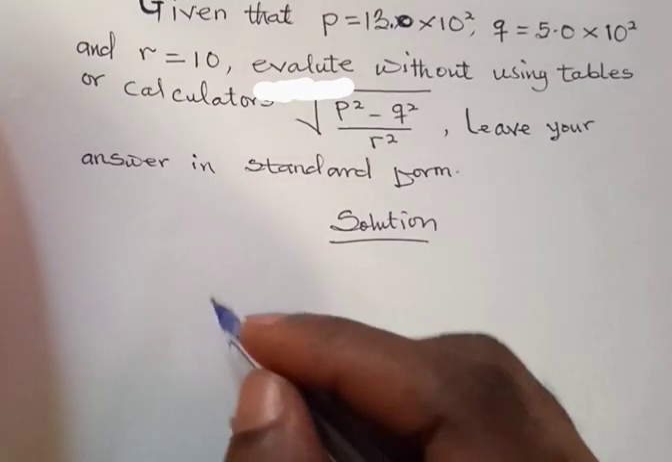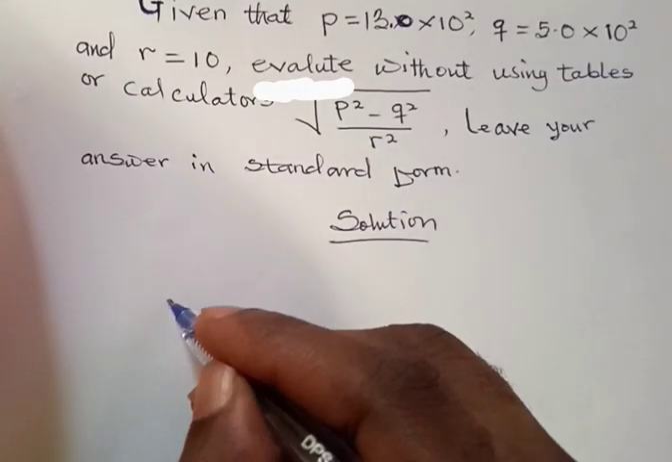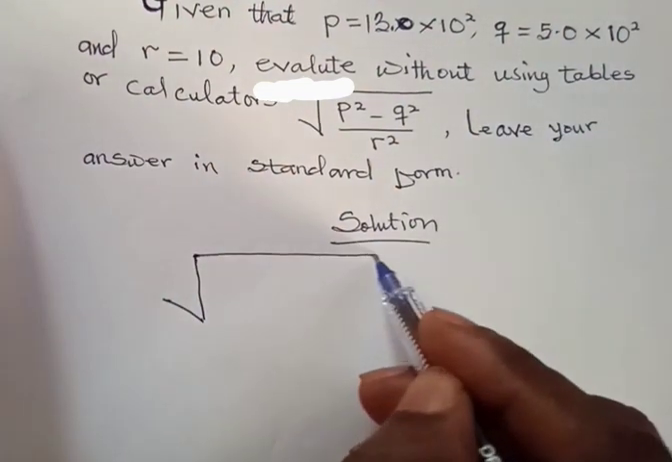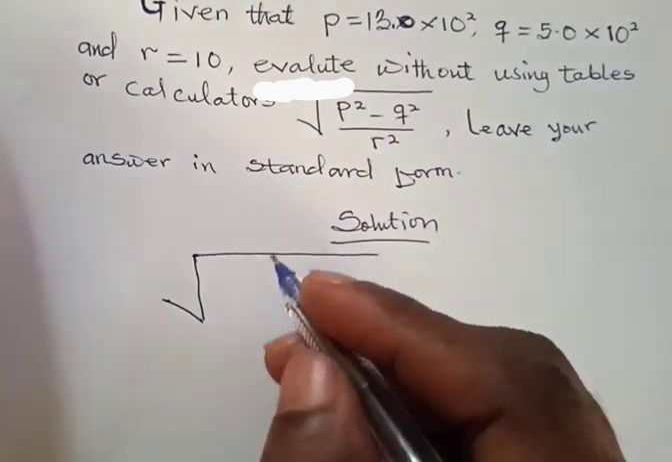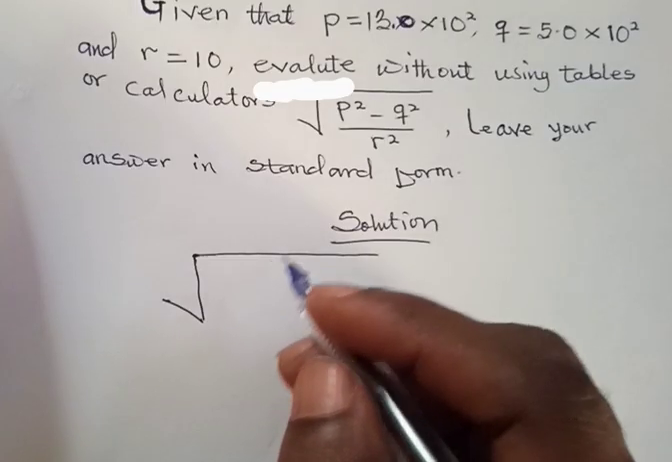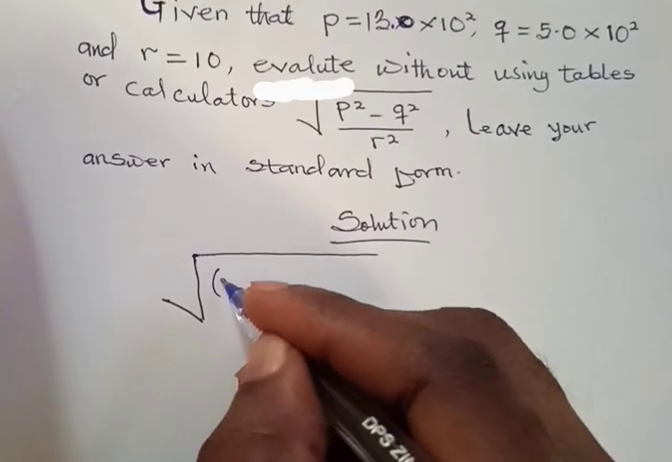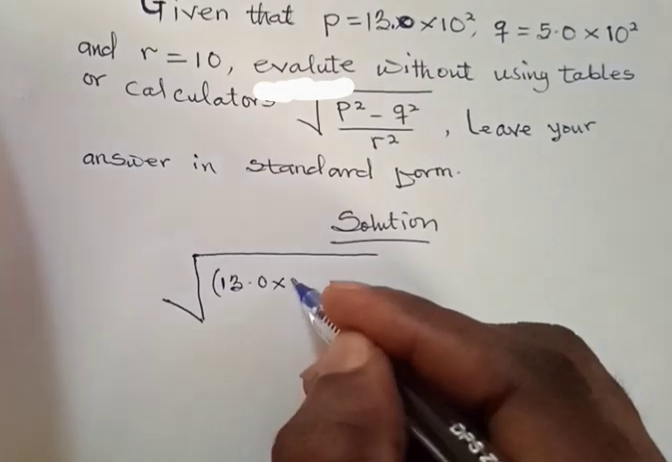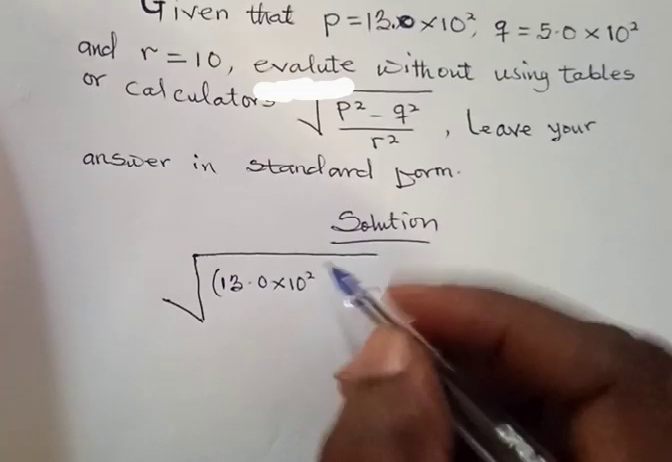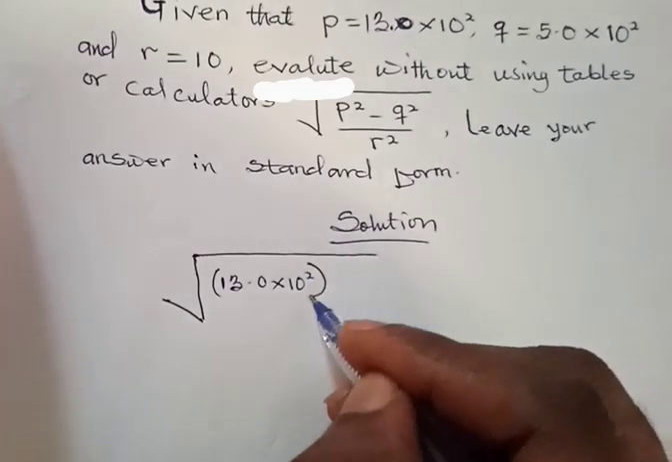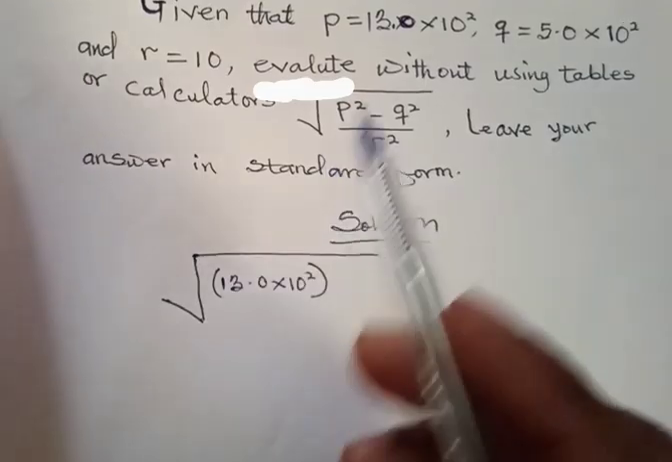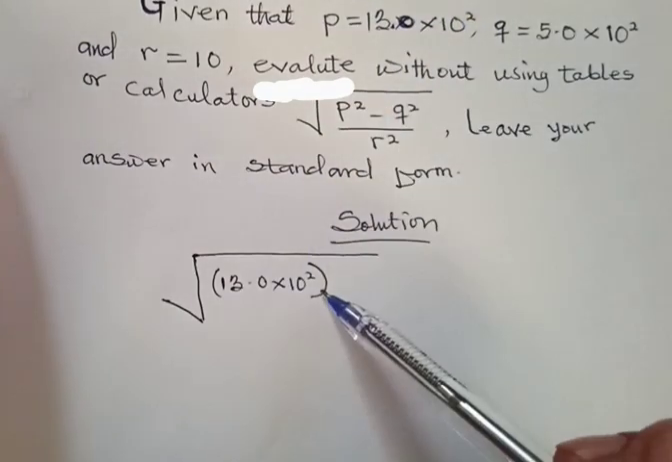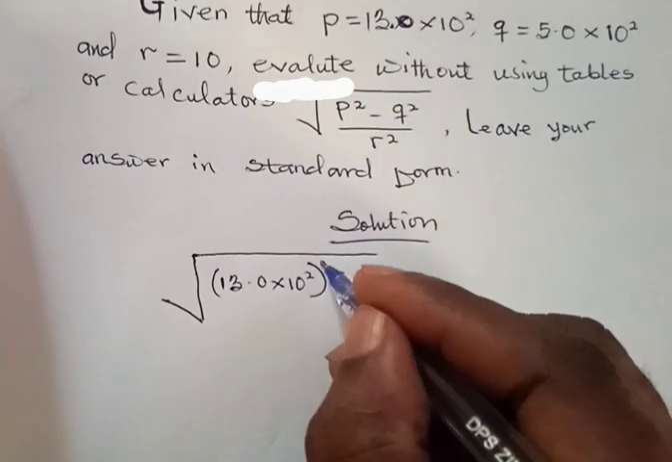Great. So let me write my radical symbol here. Good. Now, the P is given as what? 13.0 times 10 exponent 2. But in the question, we are saying the P is also squared as well. The whole thing, this is what is given as the P. This is for P. And we are saying it should be squared. So I will square that.